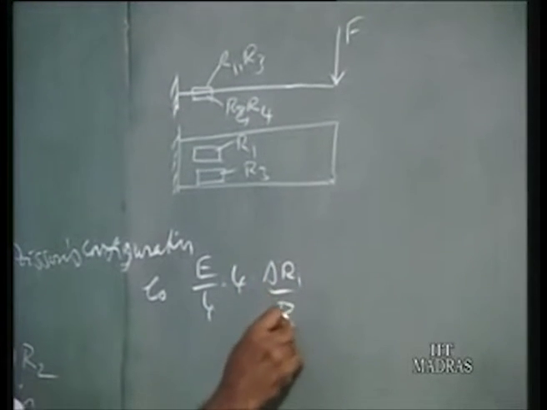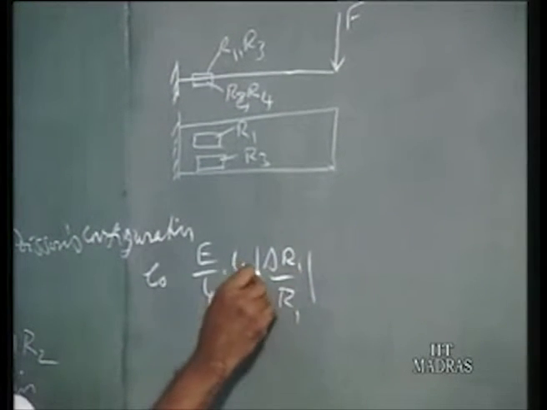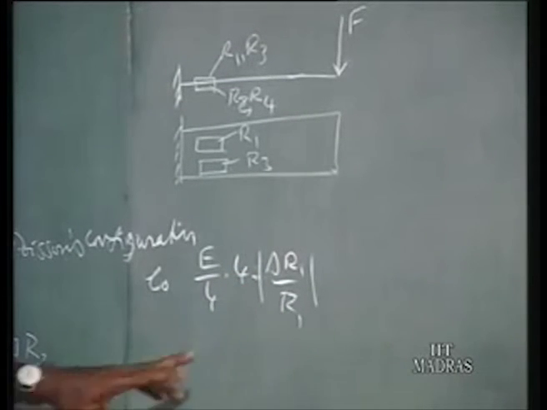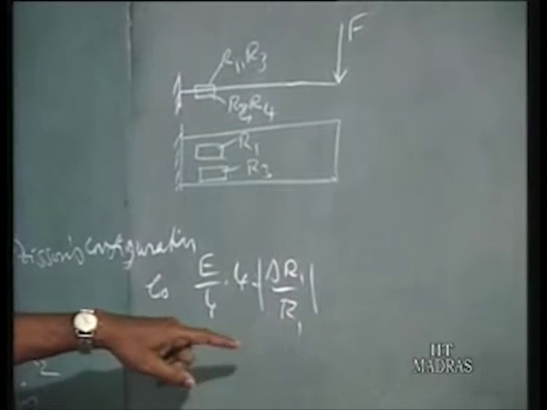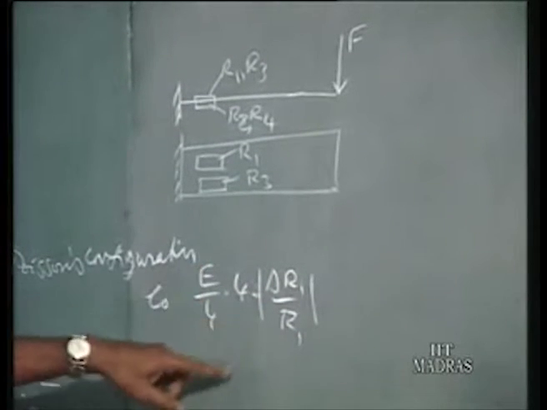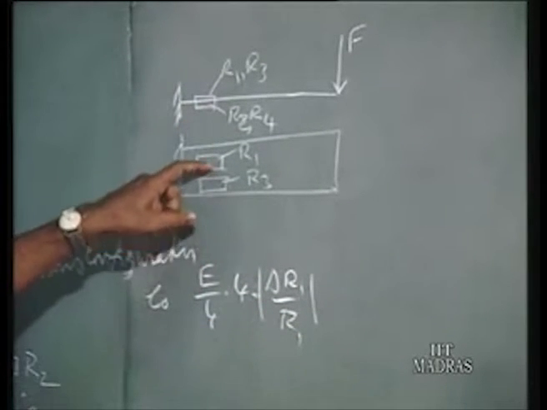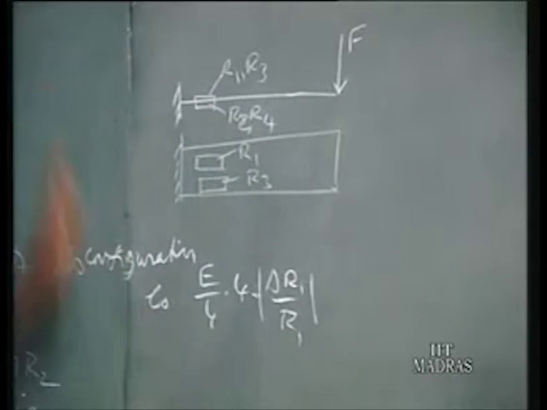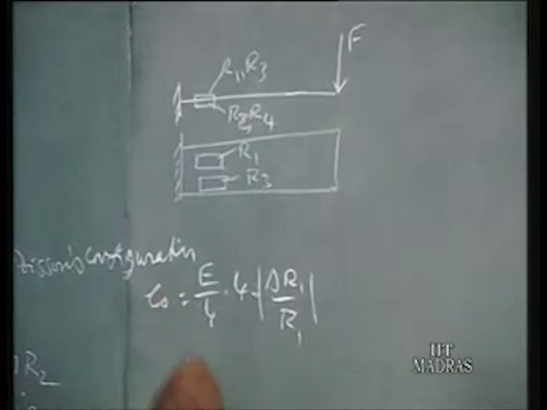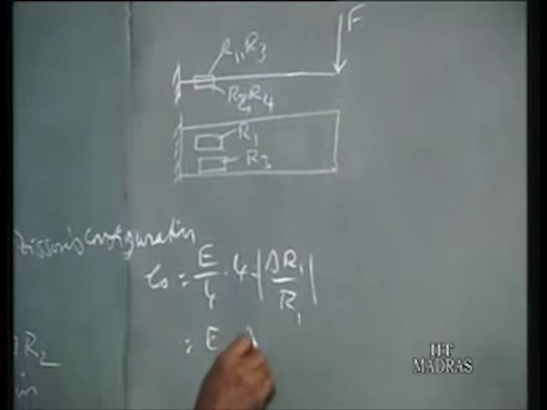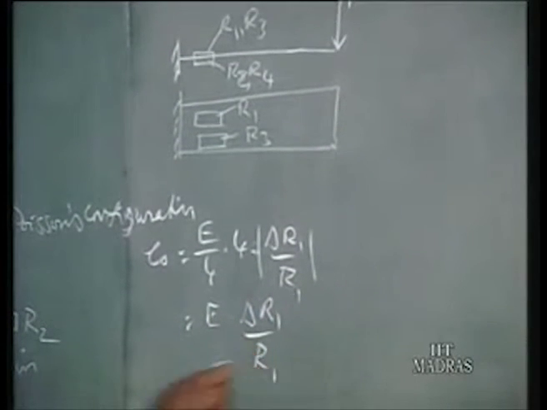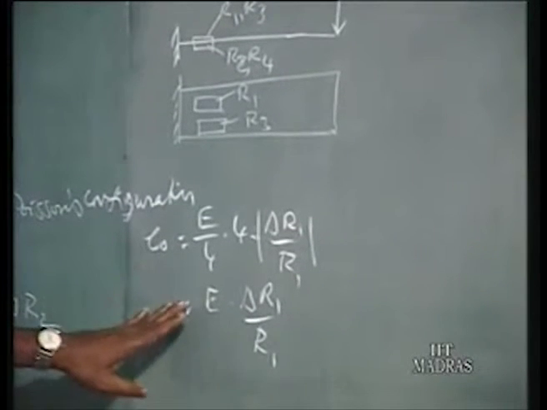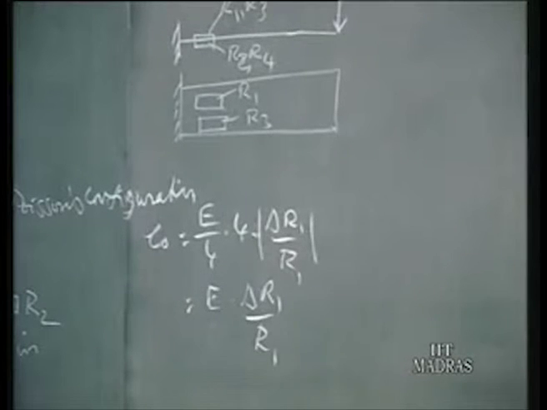delta R1 by R1, where delta R1 by R1 is equal to minus delta R2 by R2, is equal to delta R3 by R3, is equal to minus delta R4 by R4, because they are all equal in quantity. The magnitude is the same, only the polarity of the bottom gauges will be opposite to the top. So in that case you get EO is equal to E, that is 4 times the sensitivity of the quarter bridge. E by 4 will be for the quarter bridge. For the full bridge it is 4 times the sensitivity of the quarter bridge.